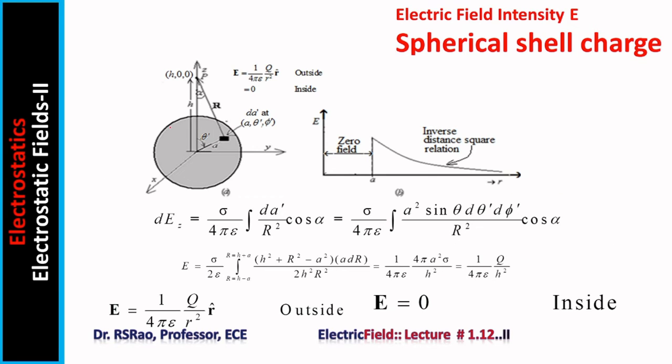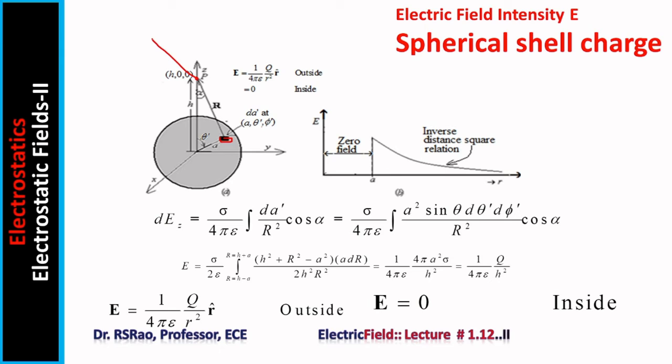The shell is placed over the coordinate system with its center coinciding with the origin. We consider a field point over the z-axis. We rotate it until the field point is over the z-axis. Somewhere here is the source point. Here a is the radius of the shell. Theta prime, phi prime are angles. dA prime is at a, theta prime, phi prime. And here also we can see the source or the charge at a, theta prime, phi prime.